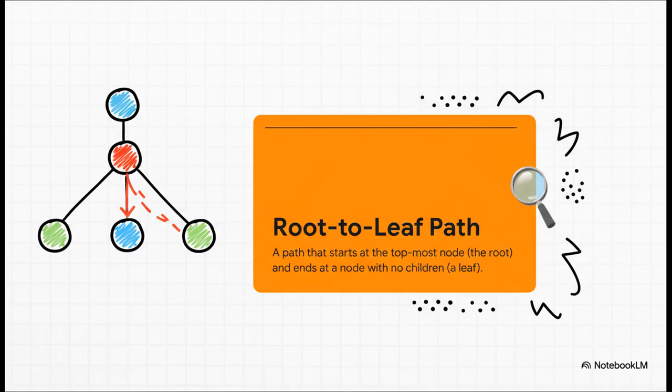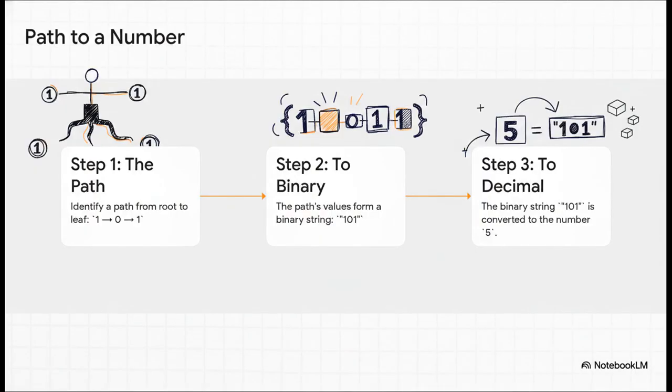First things first, a root-to-leaf path. I mean, it's pretty much what it sounds like, right? You start at the tippy top of the tree, that's the root, and you just follow a path all the way down until you can't go any farther, until you hit what's called a leaf node, which is just a node with no kids.